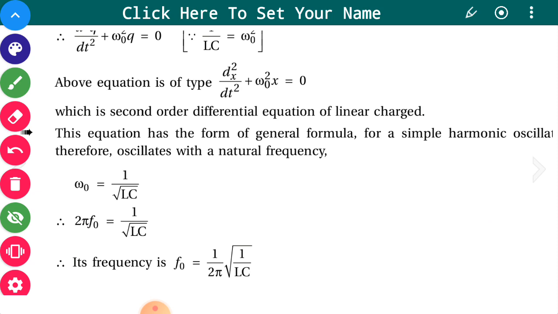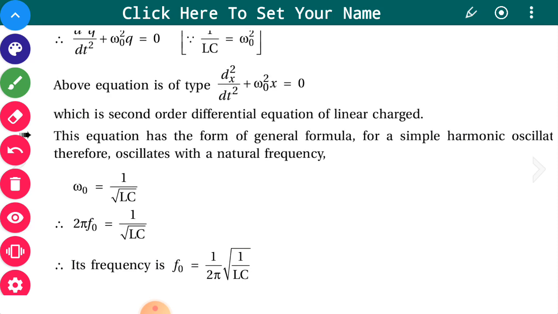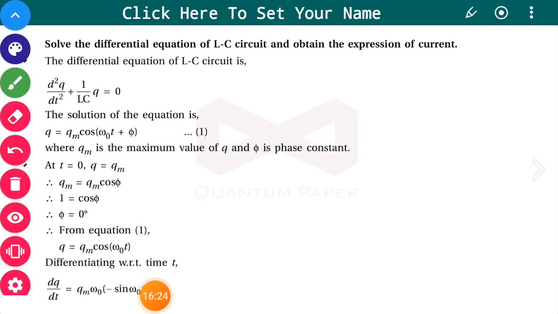So this is very easy to understand. Now, as you know, omega 0 is 1 upon under root LC and omega is 2 pi f. So 2 pi f0 is equal to 1 upon under root LC, and if you make f0 the subject of the formula, it becomes 1 upon 2 pi into 1 upon under root LC. This will be the resonant frequency, or rather the natural frequency, of the LC oscillator circuit.